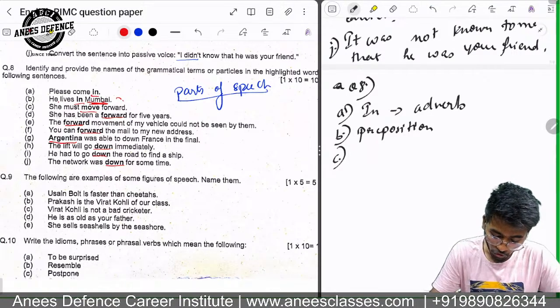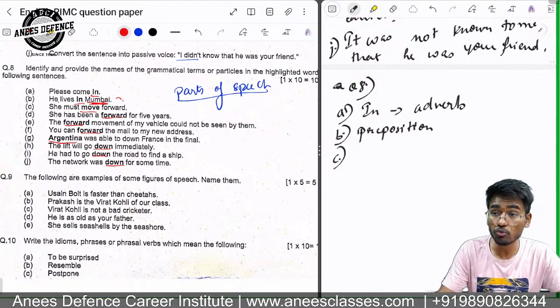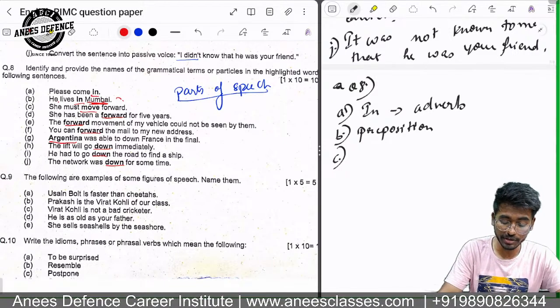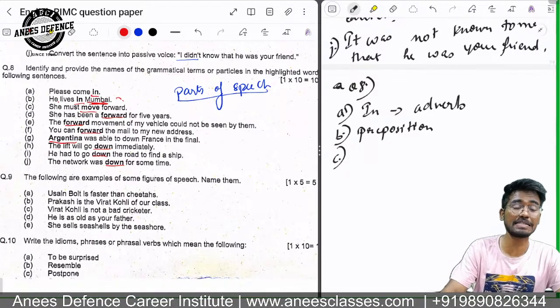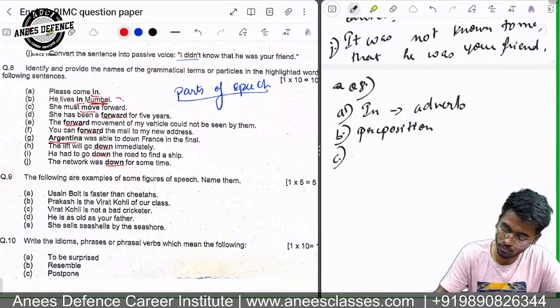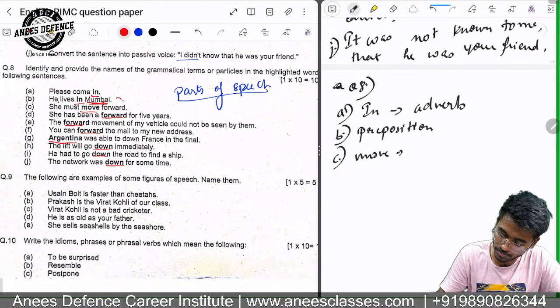Okay. She must move forward. Now see, here they have written move forward. Moving is nothing but an action, and action means verb. So here move is nothing but a verb.